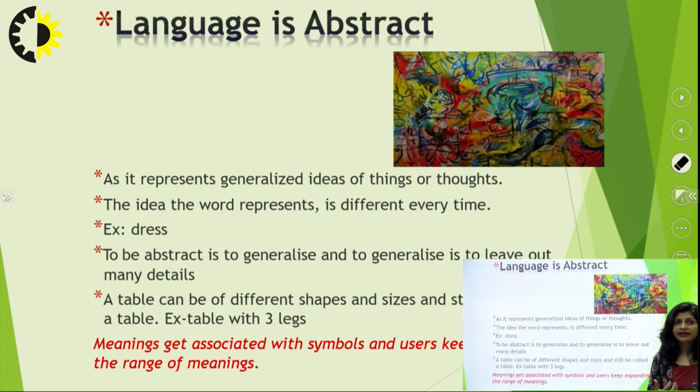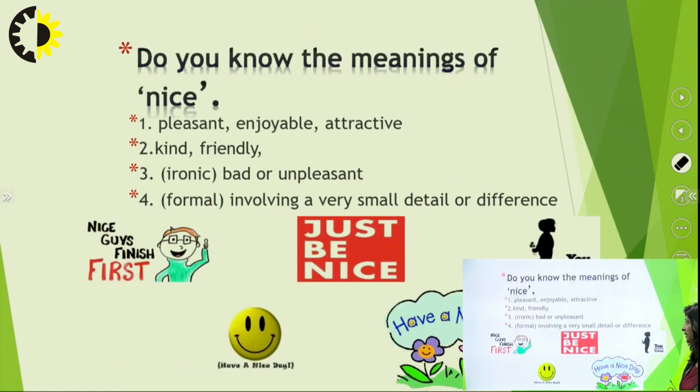So the idea the word represents is different every time. That is also another thing. For example, dress. A dress can be anything. It can be a sari, a suit, a formal dress, trousers and a shirt. So that is the thing, that language is abstract. To be abstract is to generalize, and to generalize is to leave out many details. As I have said, a table can be of different shapes and sizes and still be called a table, for example a table with 3 legs. So meanings get associated with symbols, and users keep expanding the range of meanings.